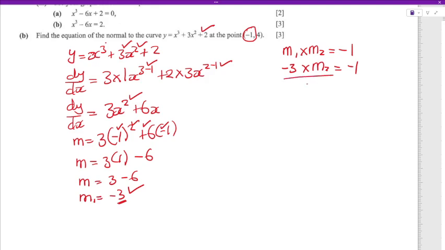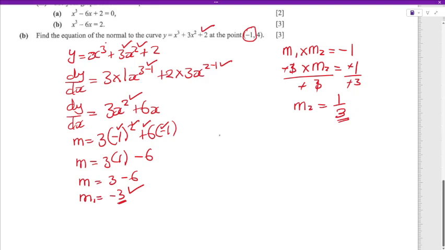So then I'll divide both sides by negative 3, so that these can cancel and that can cancel, meaning the gradient of the normal is going to be equal to 1 over 3, because that negative divided by that negative gives me a positive. So now this is the gradient of the normal. At this point I am done.